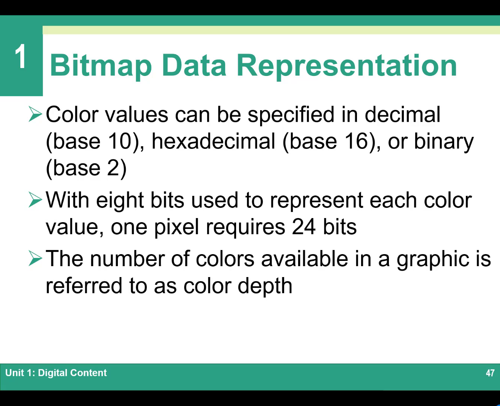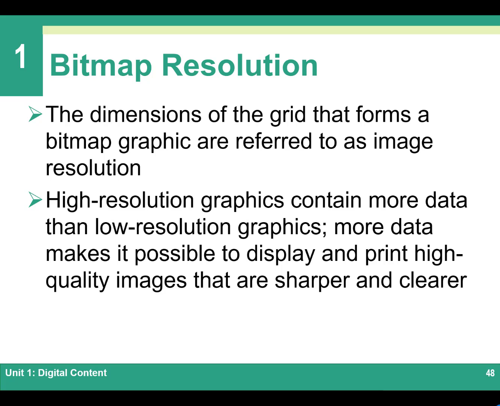The number of colors available in a graphic is referred to as the color depth. And the color depth with 24-bit is 16 million colors. Or actually it's over that, but it's close to 16 million colors. The dimensions of the grid that forms a bitmap graphic is referred to as the image resolution. One example that I gave you of this earlier is 1080p, which is 1920 by 1080 pixels.